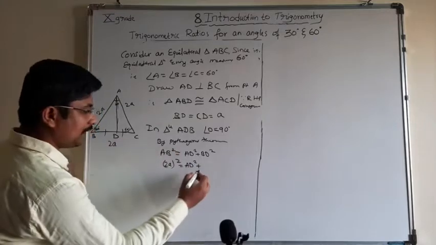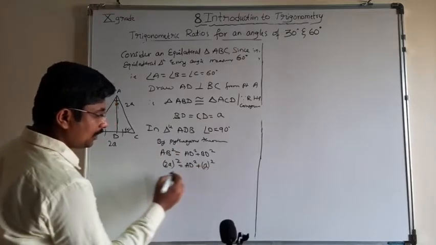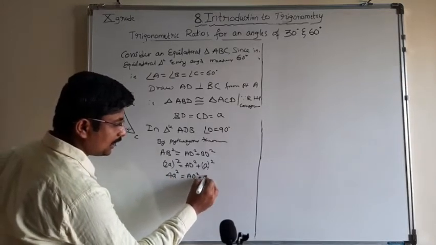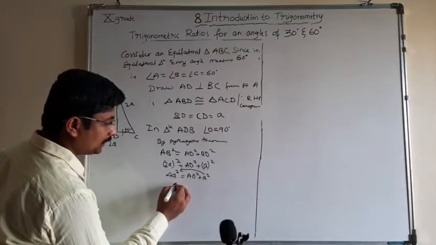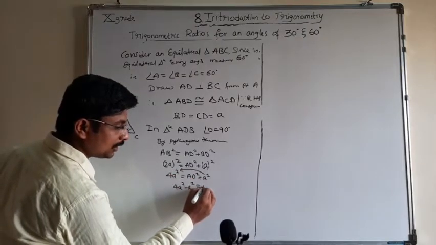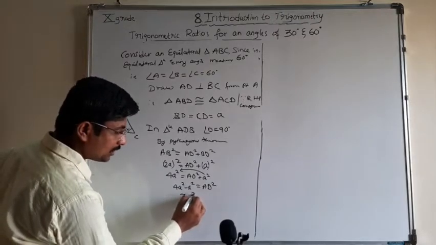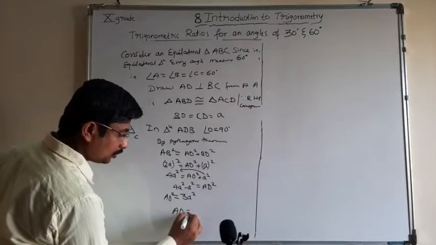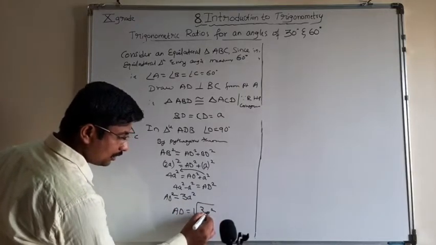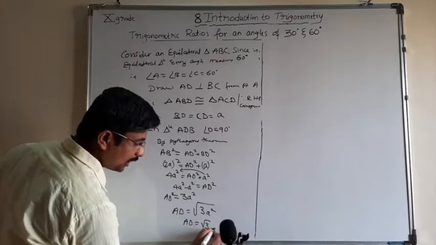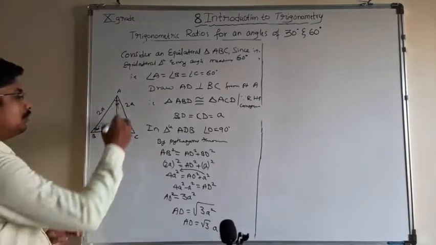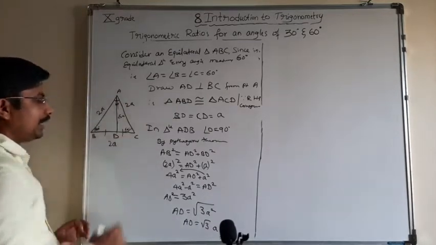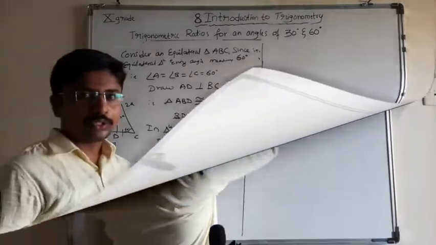We have to find BD, its value is a, so 4a square is equal to AD square plus a square. Transposing a square to the LHS, 4a square minus a square is equal to AD square. It will be 3a square, so AD is equal to the square root of 3a square, or AD is equal to root 3 a. Therefore, we got the perpendicular AD as root 3 a.